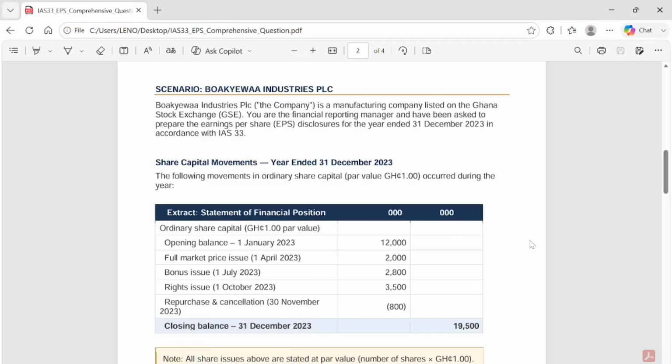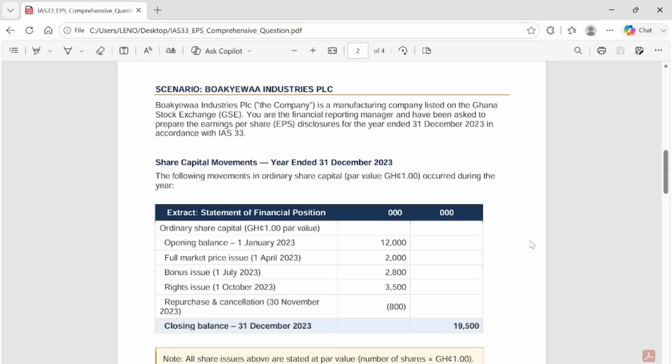Let us look at this scenario or question. So we have Boachi Industry PLC. It's a manufacturing company listed in the Ghana Stock Exchange. You are the financial reporting manager and have been asked to prepare the earnings per share disclosures for the year ended 2023 in accordance with IAS 33.